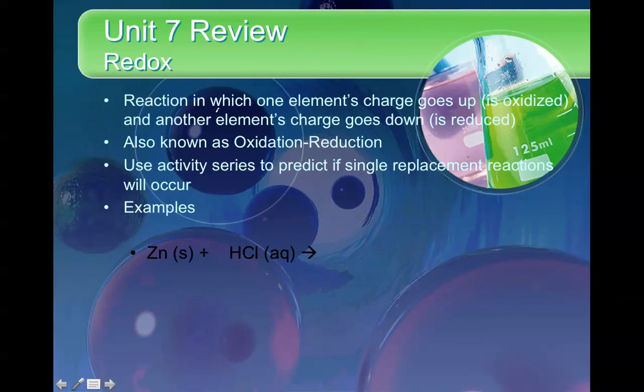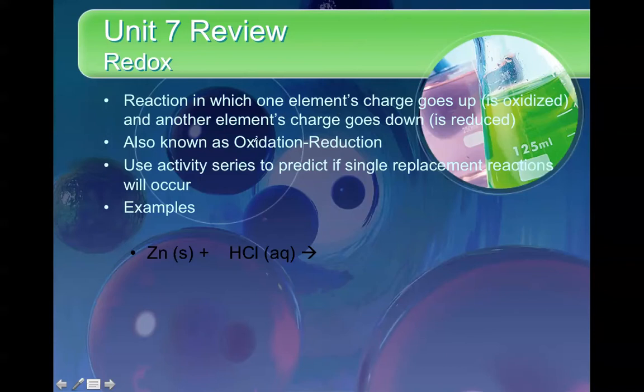When you're looking at a reaction to try to figure out what type of reaction it is, and in this case, whether or not it's redox, now you need to focus on charges, on the oxidation number. So basically, a redox reaction is any reaction where one element's charge goes up or is oxidized and another element's charge goes down or is reduced.